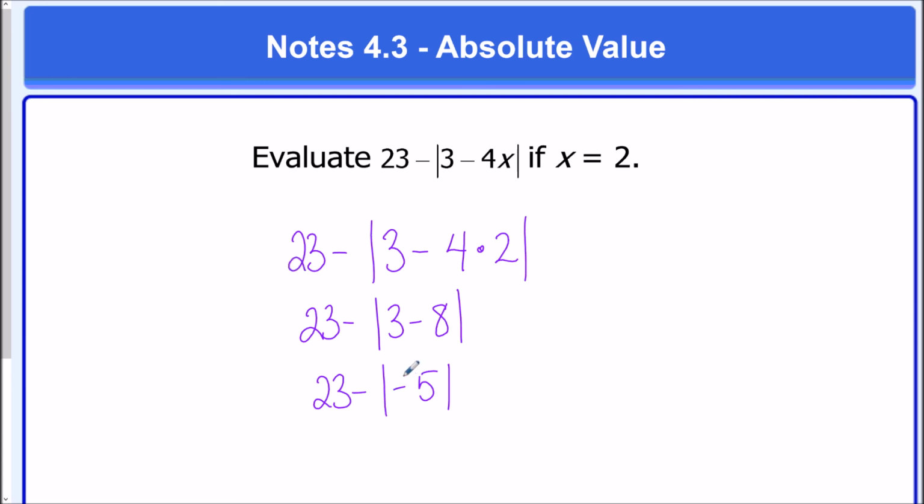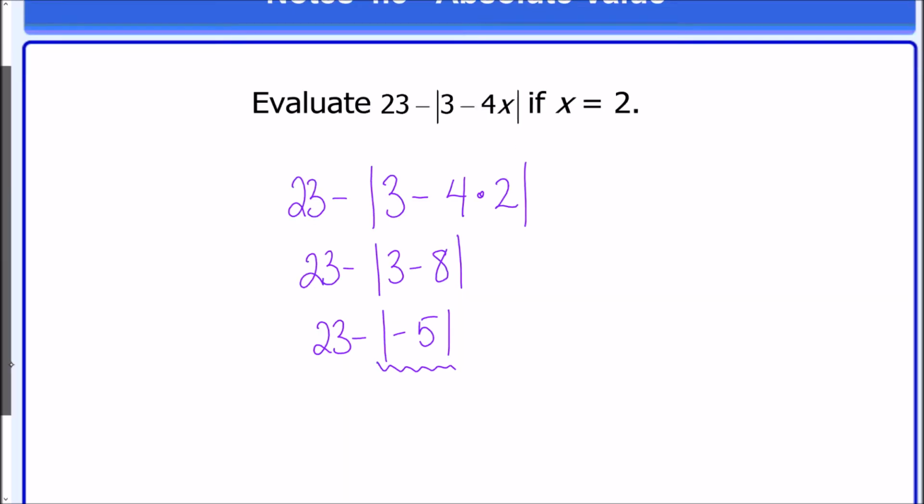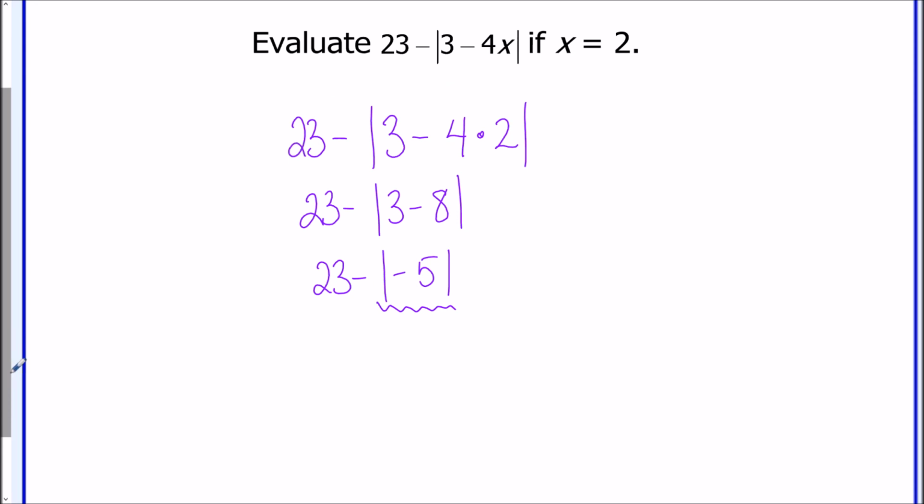Common mistake people will make, they'll say that this minus and negative will turn into a positive. But I need to evaluate the absolute value first. And the absolute value of negative 5 is positive 5 because the distance from 0 to negative 5 is 5 steps. So I end up getting 23 minus 5, which is 18.